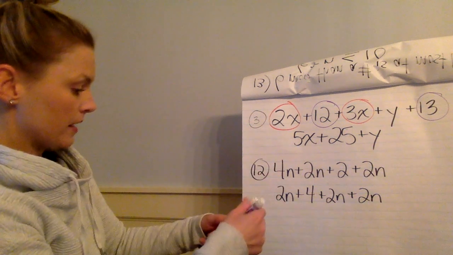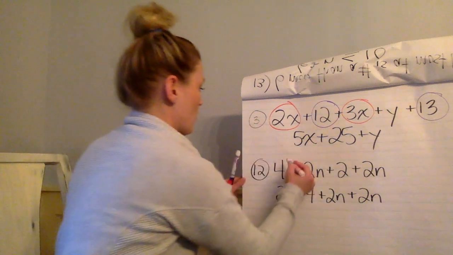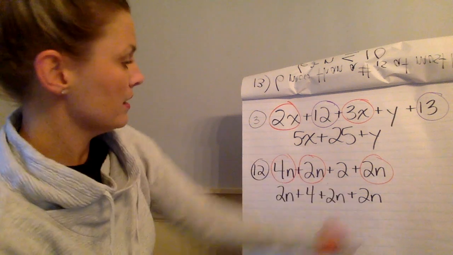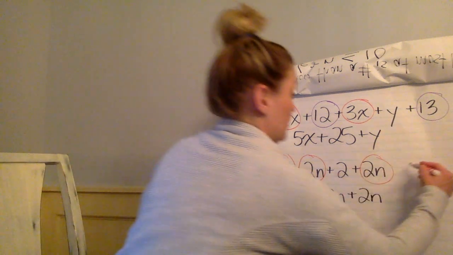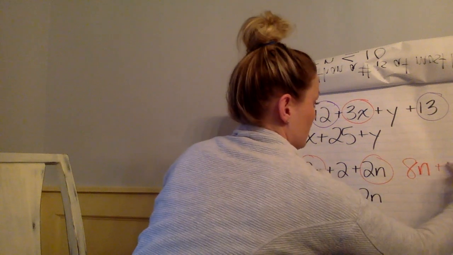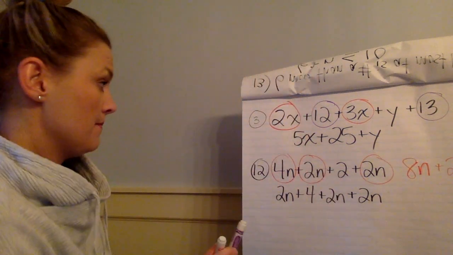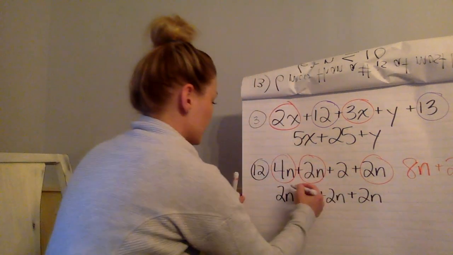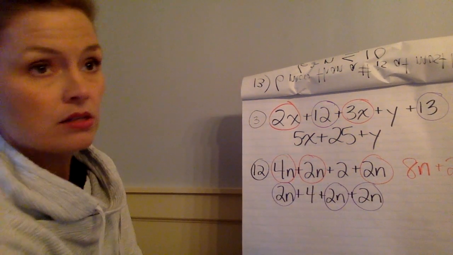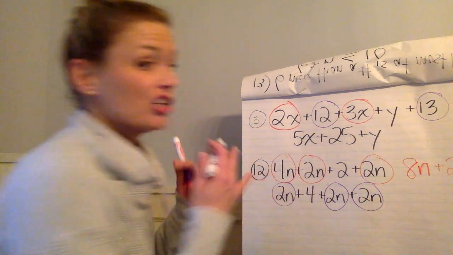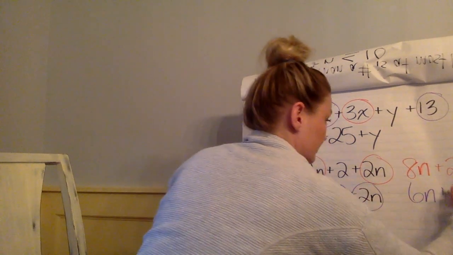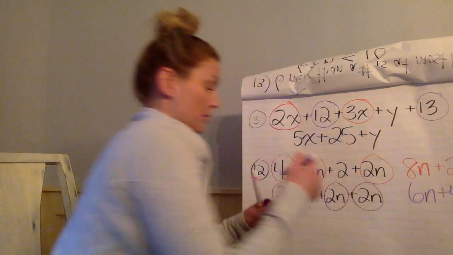So in the first example, I've got a 4n, a 2n, and another 2n. All together, that gives me 8n. And then I see a 2, it'd be plus 2. In the second example, I see a 2n, a 2n, and a 2n, which altogether gives me 6n. I already know they're not the same. 6n, and then a 4. So these are not the same.